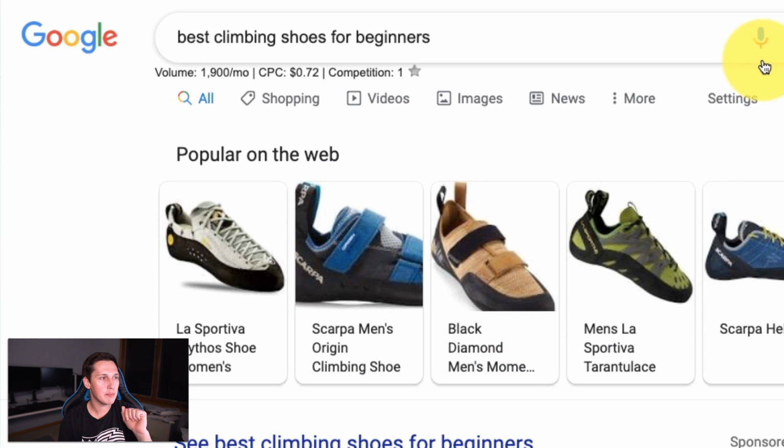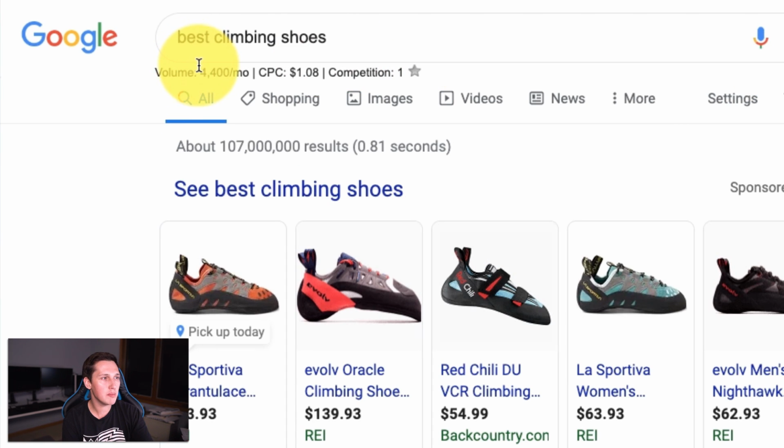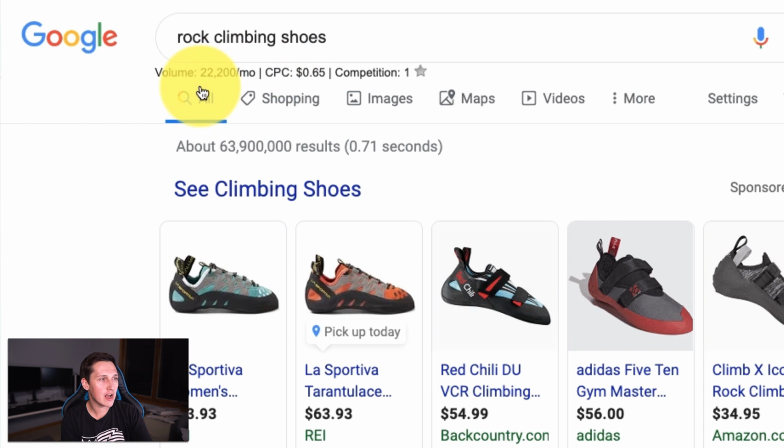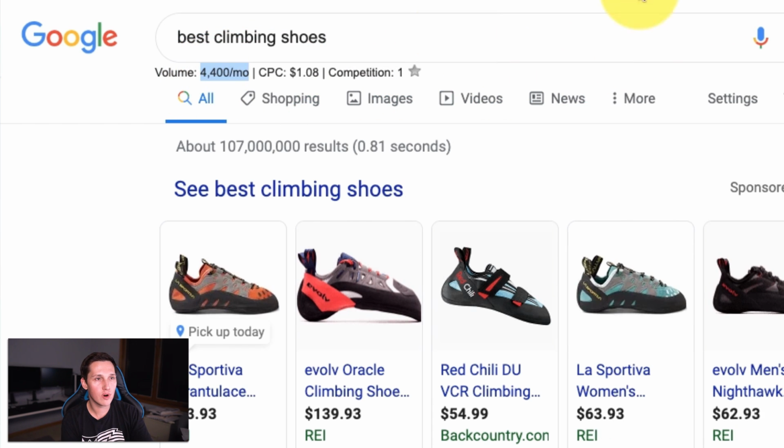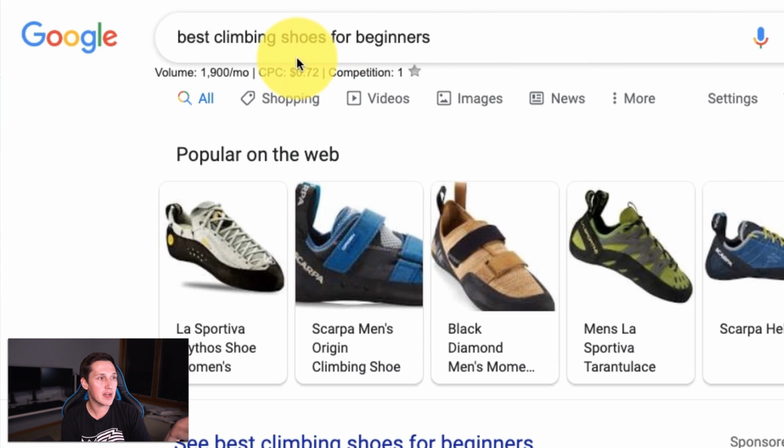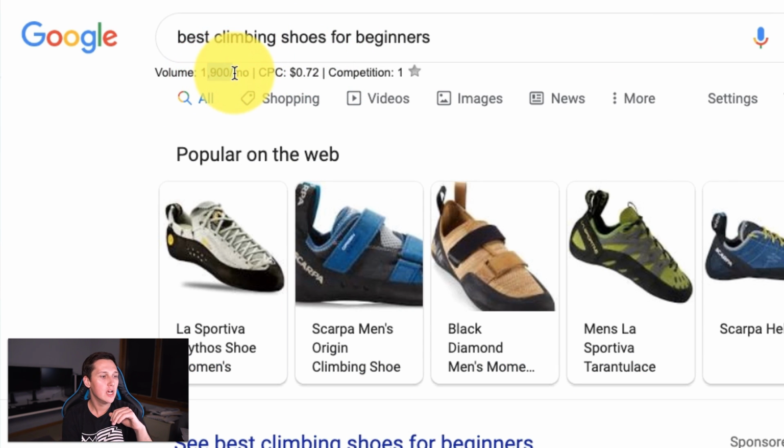So here's another example. Best climbing shoes for beginner. Now notice the volume goes down. From best climbing shoes, we're at 4,400. I mean, especially if you go from rock climbing shoes, 22,000. But then we go to best climbing shoes, 4,400, and then we go more specific, best climbing shoes for beginner. That is very, very specific, 1,900. So yes, our search volume here went down, but we're very, very close now to someone who knows exactly what they want. They want the best climbing shoe for a beginner.